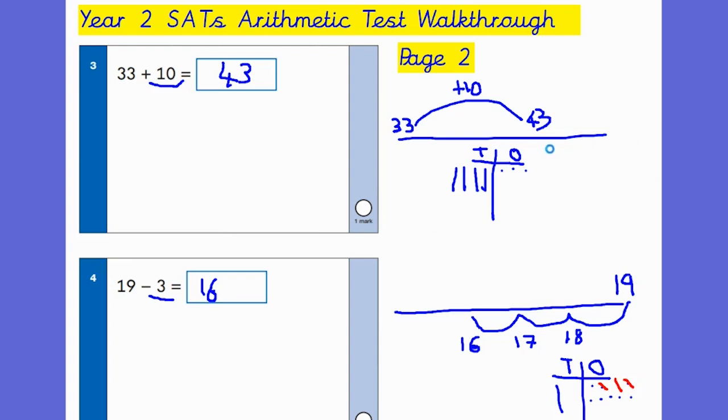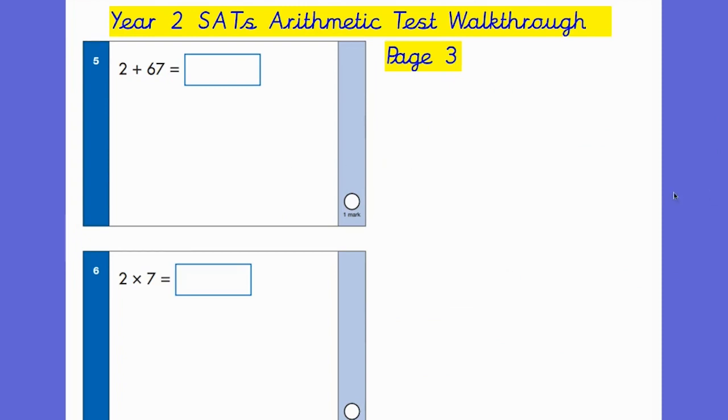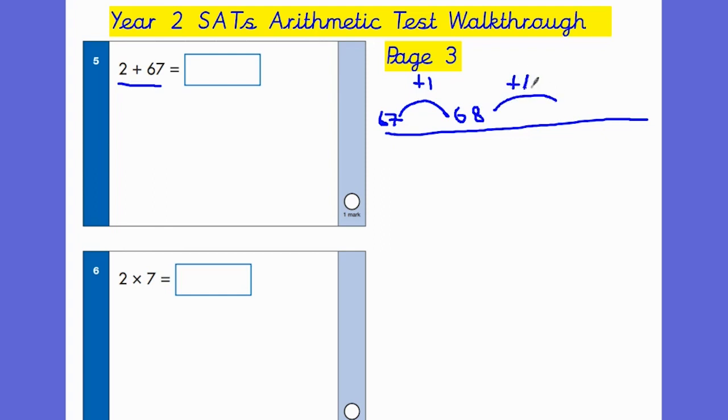Okay, on to the next question. So this is page 3 of the test, and we've got questions 5 and 6. 5 is an addition question, 67 add 2. And once again, I would recommend drawing a number line for this, starting at 67. Now some children may be able to just put that number in their head and count on 68, 69. But they could also, if they like to, draw out the number line. Add one, we've got 68. Add another one, we've got 69.